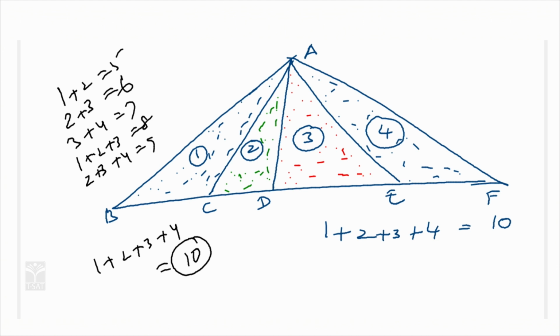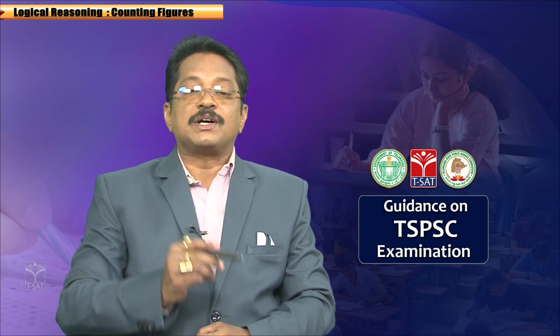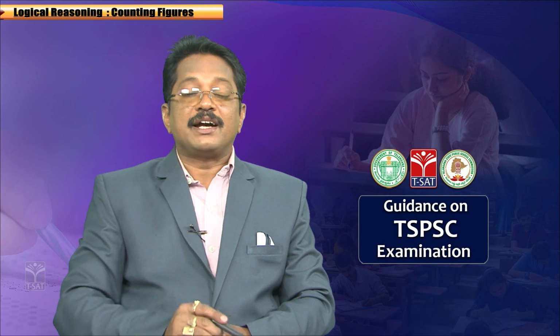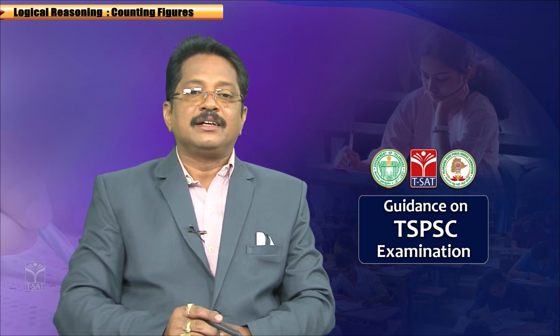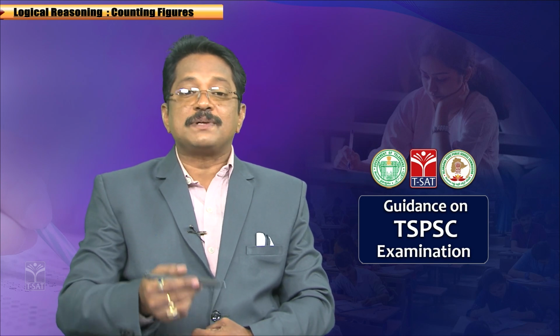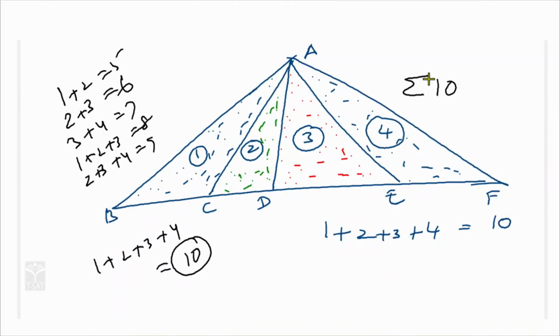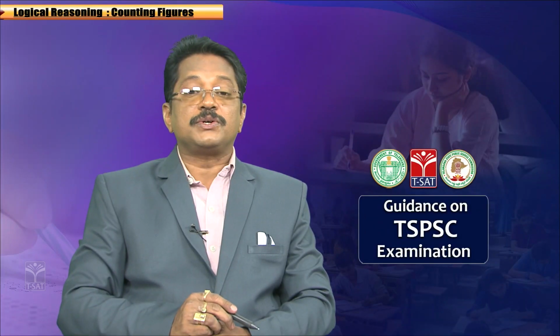Okay, but if the base is divided into 10 parts, what is the answer? Your answer will be 1 plus 2 plus 3 plus 4 plus 5 plus 6 plus 7 plus 8 plus 9 plus 10, which is nothing but simply sigma 10. What is sigma 10? That is 10 times (10 plus 1) by 2, which is equal to 10 times 11, 110 by 2, 55. So there are 55 triangles when the base is divided into 10 parts.